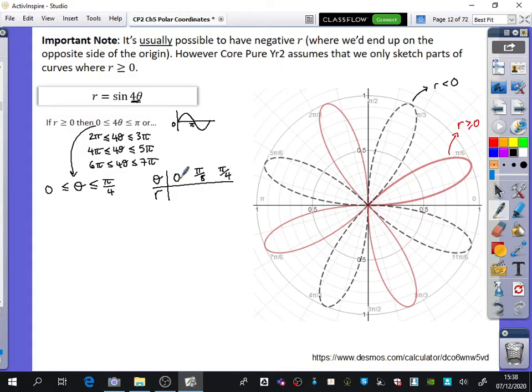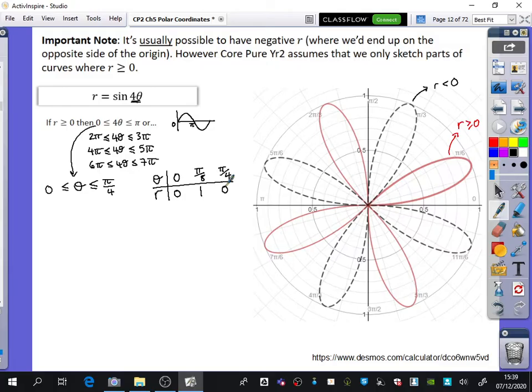So when I put in the sine of 0, I would just get 0. Now I'm going to do the sine of 4 times pi over 8, which is the sine of pi over 2, which is 1. And then the sine of 4 times pi over 4 is the sine of pi, which is 0. So look what's happening in the graph.